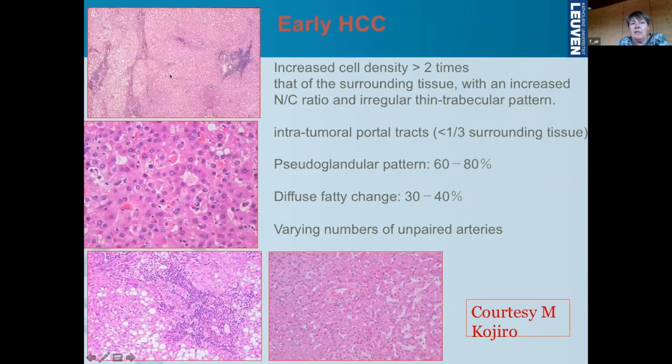So in the early stages, we have a more compact growth pattern, so increased cell density, also some architectural changes, the pseudoglandular pattern, fatty change, and of course, the newly formed unpaired arteries, as we call them, reflecting the arterial vascularization of liver cancer.